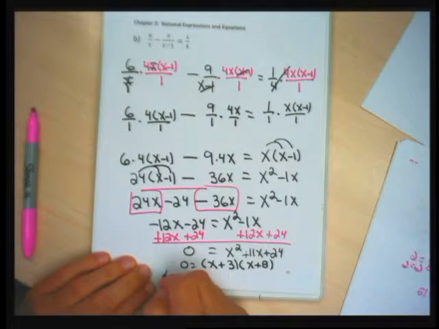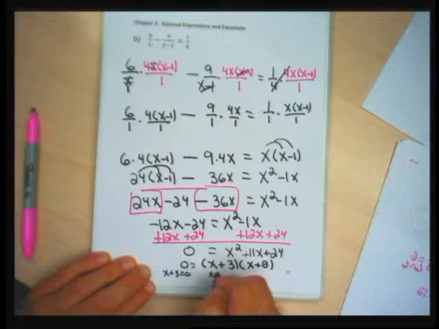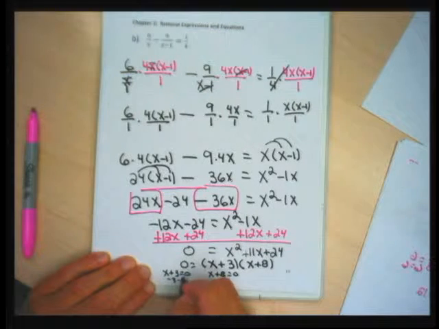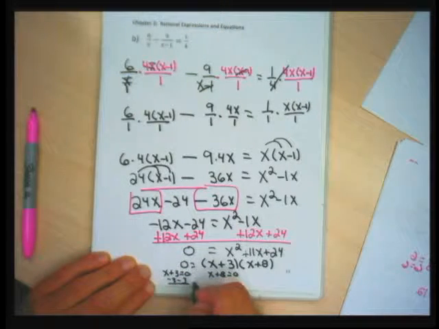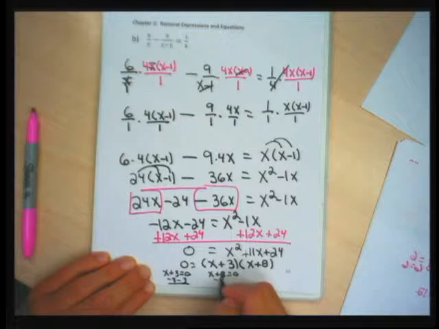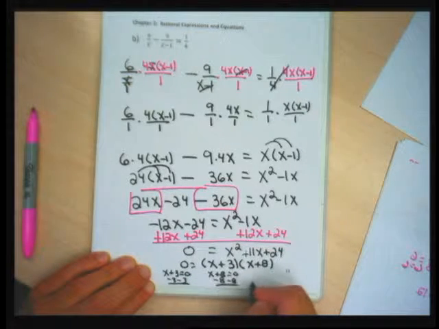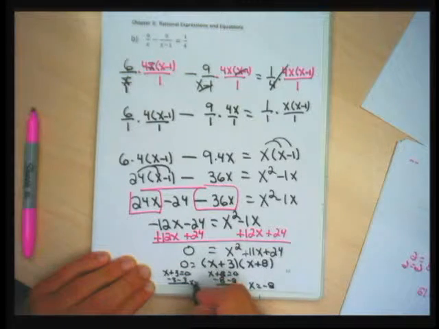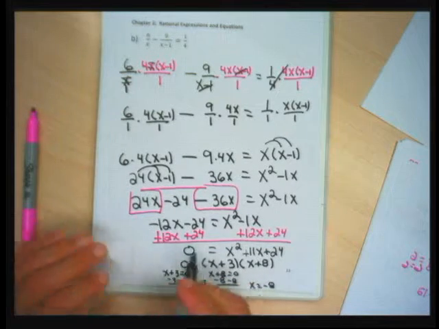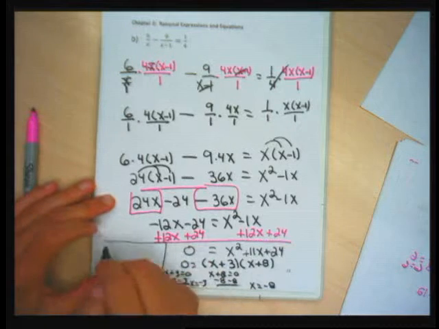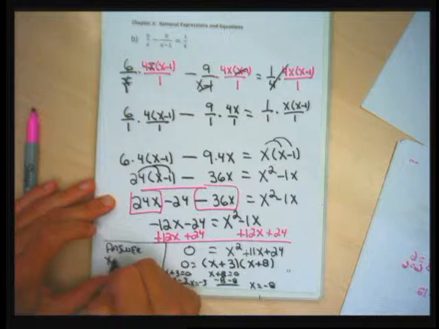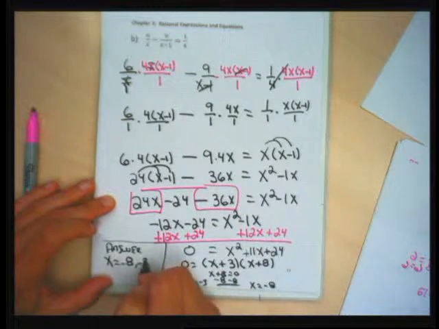Now that I have it factored and set equal to 0, I split the factors up and set each one separately equal to 0. For the x plus 8 factor, I minus 8 from both sides and get x equal to minus 8. For the x plus 3 factor, I minus 3 from both sides and get x equal to minus 3. What I think the answers are: x equal minus 8 and minus 3.